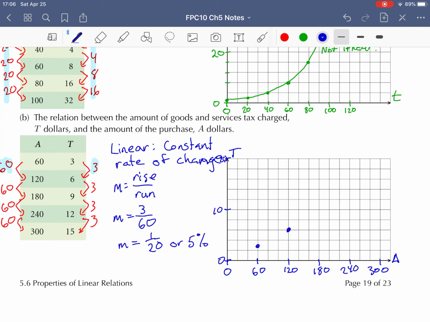At 120, we pay $6 in tax, which will be right there. Every grid space is 2 vertically. At 180, it's $9. That's right there. At 240, it's $12. That's right there. And at 300, it's $15. That's right there. Now, if we spent $0, we would also pay $0 in tax. And you can see all of these points line up on a nice straight line. And the slope of that line is 1 over 20, or 0.05, or 5%.